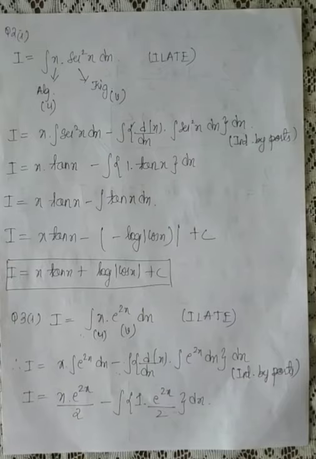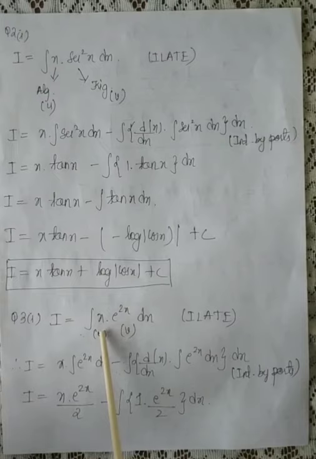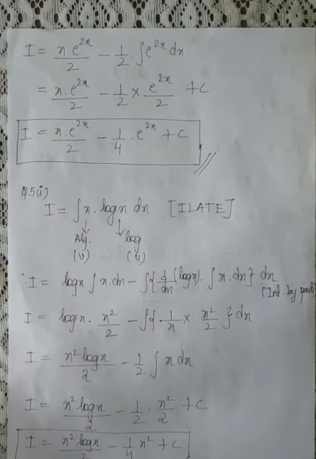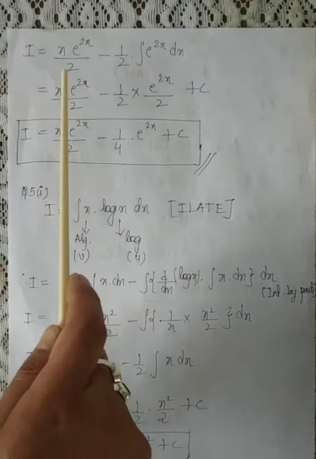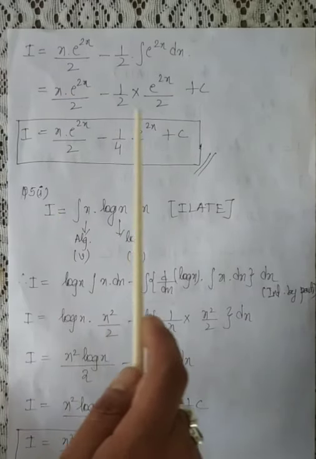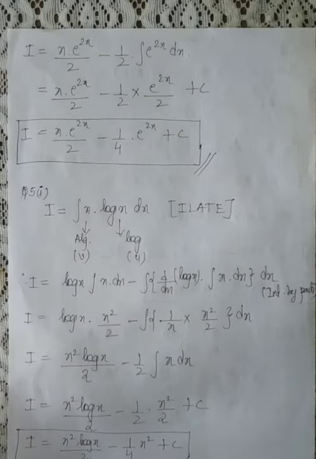Alright, next one, we move to question number 3 part 1, a similar type of question. Alright, so integration x e to the power 2x, ILATE, x is algebraic, e to the power 2x is exponential, and again x is the first function. So the whole process is shown out here. Please go through the video, pause it and go through the video line by line. Here there is a continuation. Okay, I hope you're clear. Pause the video, note it down.